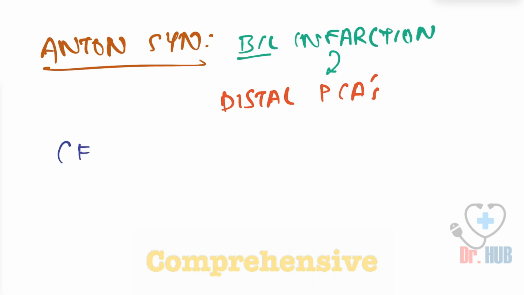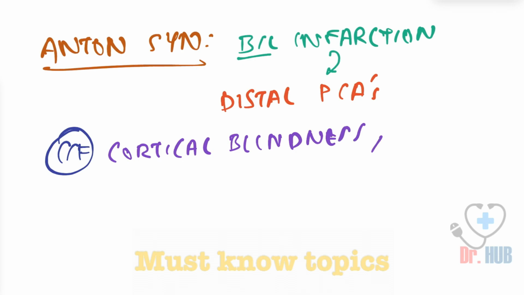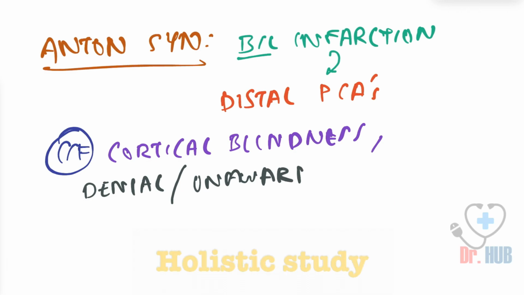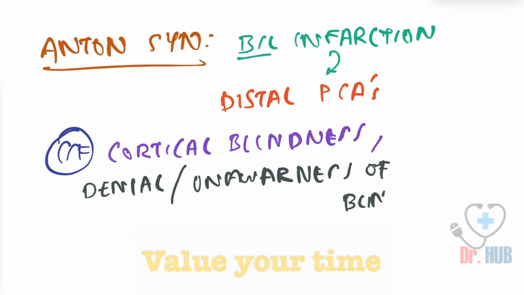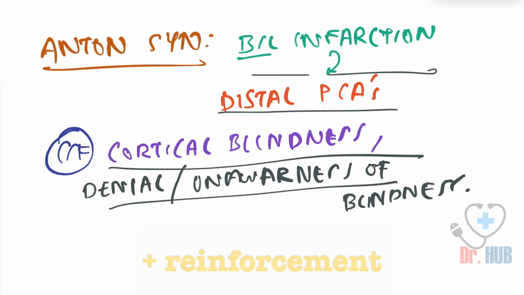Next, what are the clinical features of this Anton syndrome? It presents with cortical blindness, with a denial or unawareness of blindness. So Anton syndrome is a bilateral infarction in the distal PCA. There is cortical blindness, denial and unawareness of the blindness.